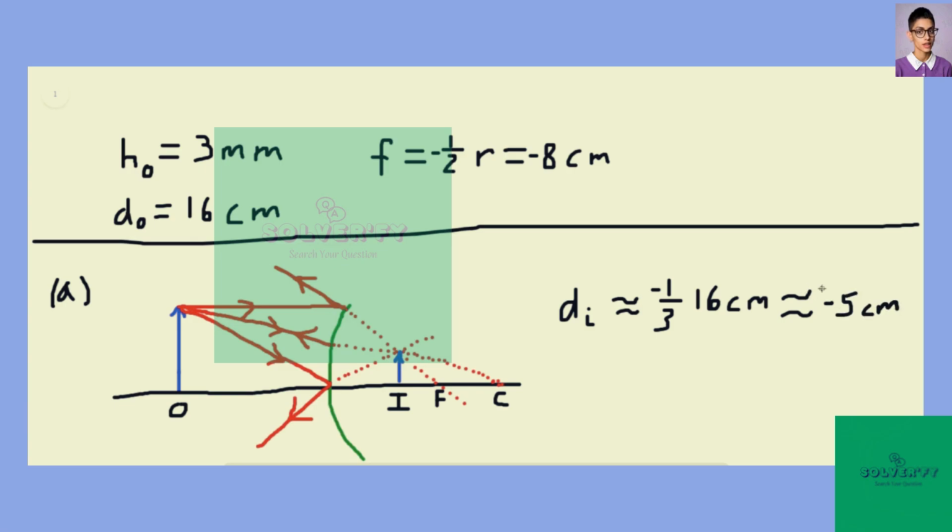I also wrote down up top what we were given in the question. The height of the object, h sub o, is 3 millimeters. d sub o is the distance from the object here, which is 16 centimeters. And the focal length, since it's virtual, is -1/2 r, which is equal to -8 centimeters. So the focal length is -8 centimeters.